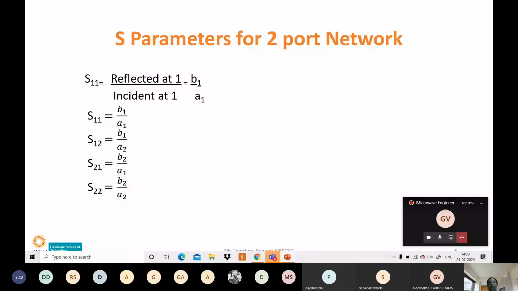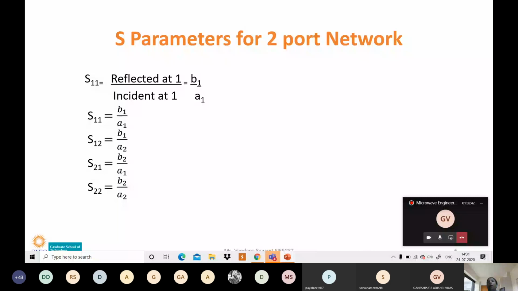Now from this you can understand that if the network is a two-port network, then only two inputs are possible, A1 and A2. You can give input either from port 1 or from port 2, so only two input conditions are possible. Then only two back reflected conditions are possible. Either you can have a reflection at port 1 or at port 2. That is, only two back reflected parameters are possible, B1 and B2.